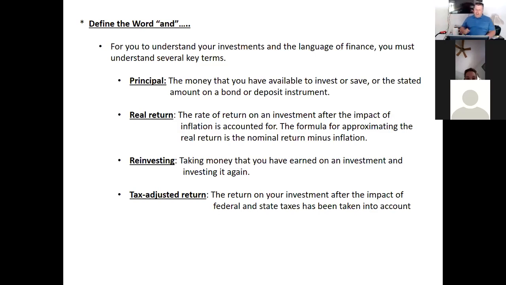A tax-adjusted return is the return on your investment after the impact of federal and state taxes have been taken into account. So at the end of that 10-year period, I have my $20, but I have to pay a 30% tax rate. Well, then that would be, what's 33? That'd be $14 actually that I would have available to me after the effects of taxes.